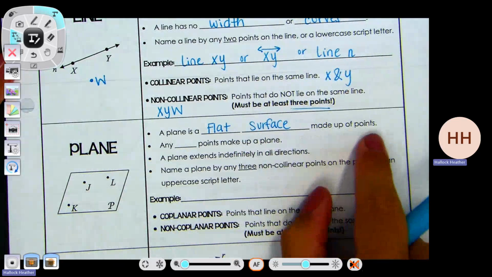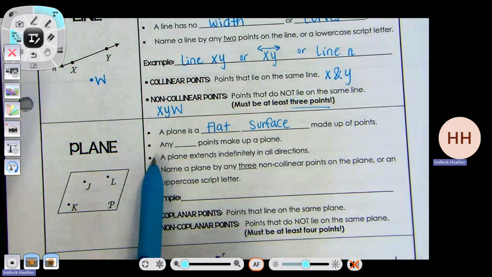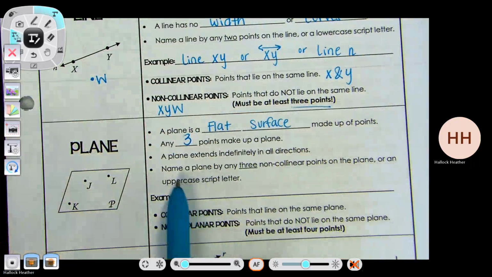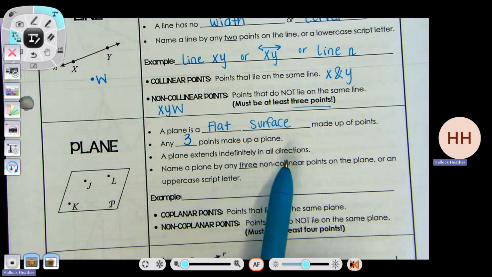And it's technically made up of points. Just like a line has infinite number of points on it, a plane technically has points on it as well. Any 3 points make up a plane. And a plane extends indefinitely in all directions. So just because this wall technically has a ceiling, technically in mathematics, this would continue forever into like the clouds, forever going straight up.